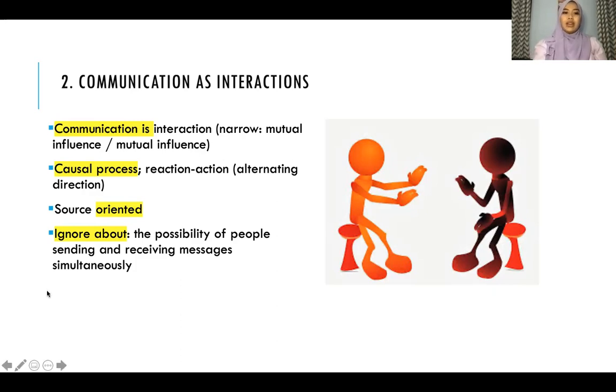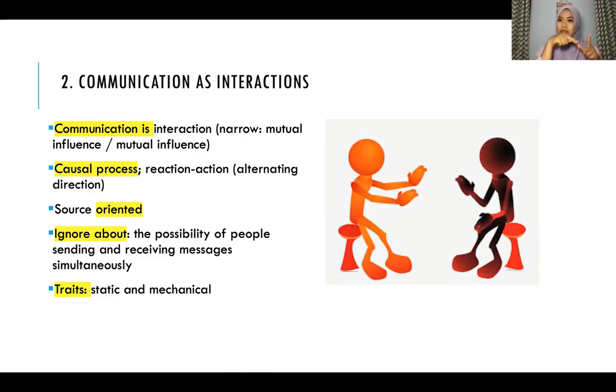And the trait of this is static and mechanical, because actually it's not only one arrow on one side. It is linear, but both lines have an arrow, so it should be here and here. But it is static because it's kind of tick tock: A said and B replied, A said and B replied, tick tock. So it's kind of static and mechanical.